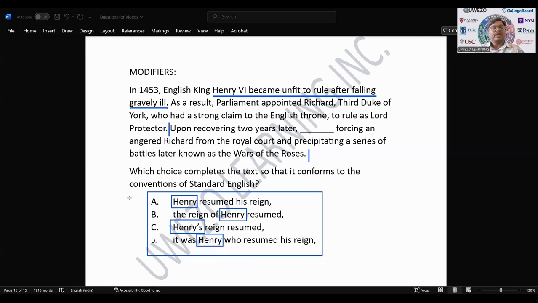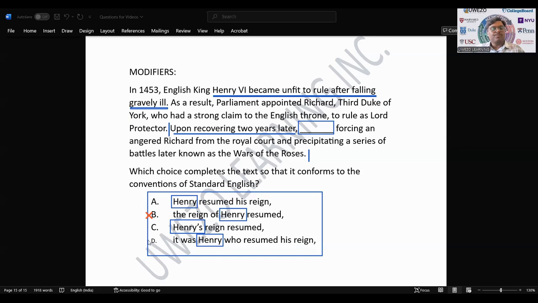Now, according to the modifier rule, whichever noun or word is being modified should come right next to the modifier. So this is our modifier, upon recovering 2 years later. According to the modifier rule, the word Henry should come right after the comma. It means the word Henry should come in this blank. Now, if you follow this rule, two answer choices we can straight away eliminate. Options B and D are out.